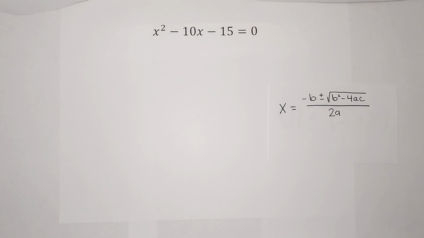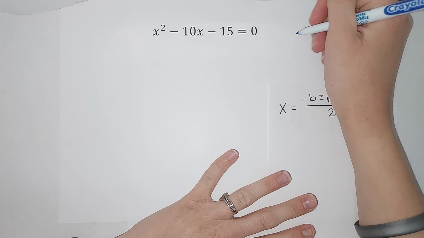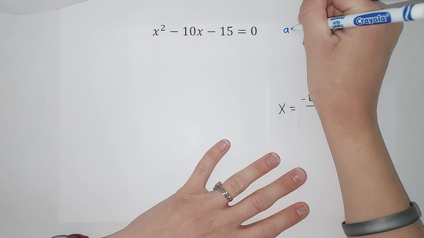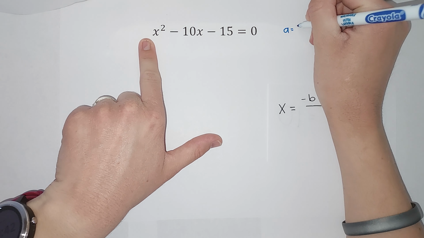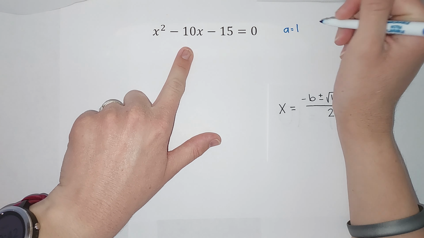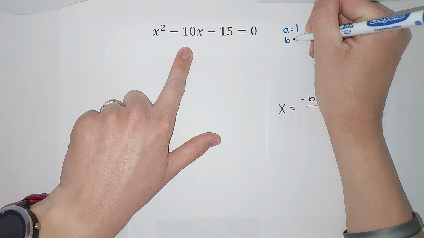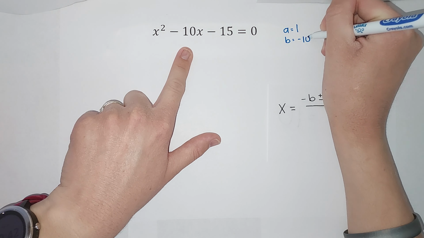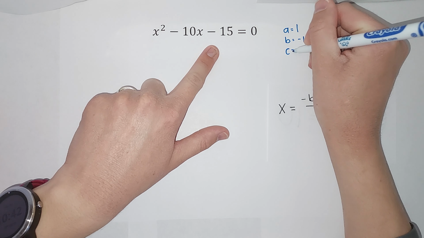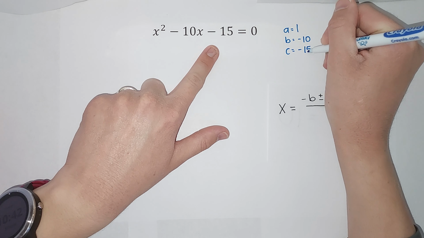So it can be nice to just go ahead and list these on the side, okay? So a, you're like, there is no number in front of my x squared, but I'm sure you remember that there's a 1 there, right? We just don't write it. B is negative 10, and c is negative 15, okay?